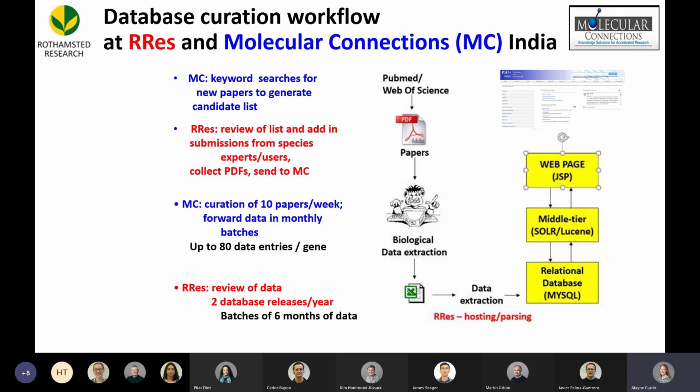So this curation is currently happening in Excel. We have a very large Excel spreadsheet at the moment. And for each entry for each gene, there are up to 80 columns of data that can be collected. This data is then reviewed, and we prepare it so that we can make 2 database releases a year, each of about 6 months of data. Once this is prepared in Excel and the data has been cleaned up, it gets parsed and it gets released onto our Firebase web page.